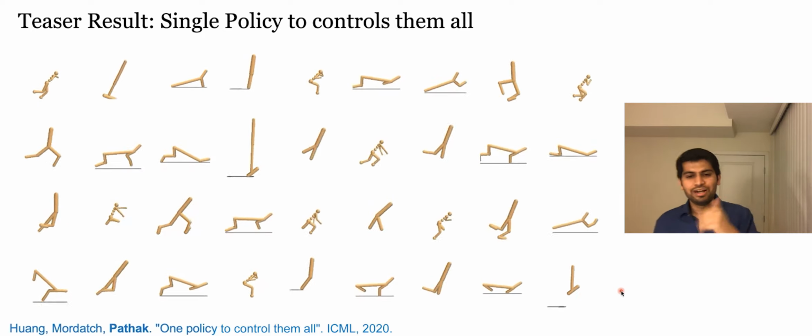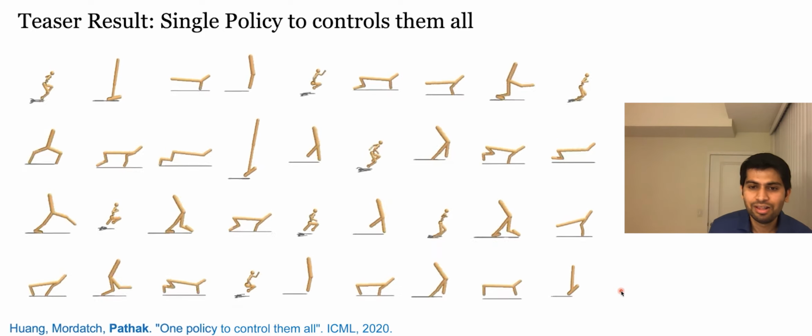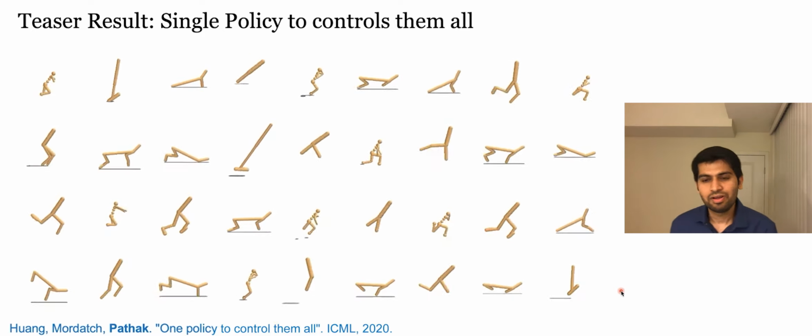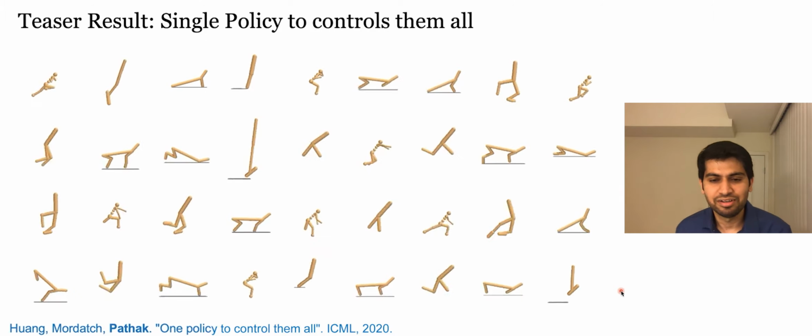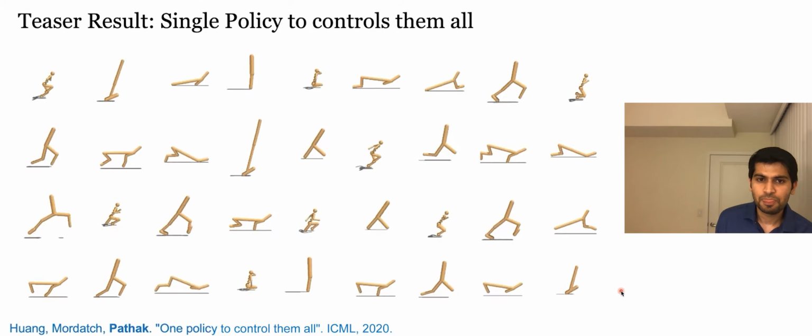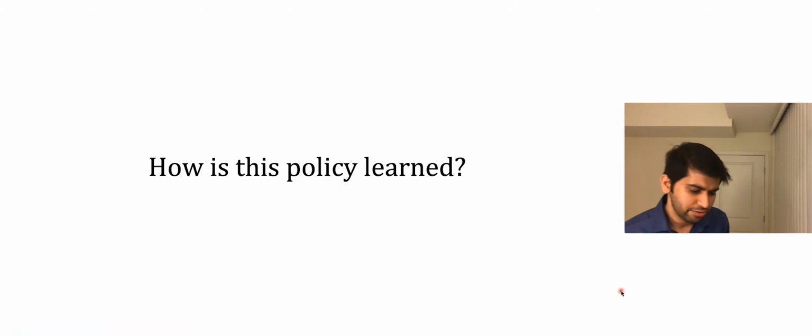And then towards the end of this part, I'll show how well these generalize to potentially never-before-seen new robots. Okay. So how is this policy learned? Let's go in reverse. Let's try to find the approach over here.